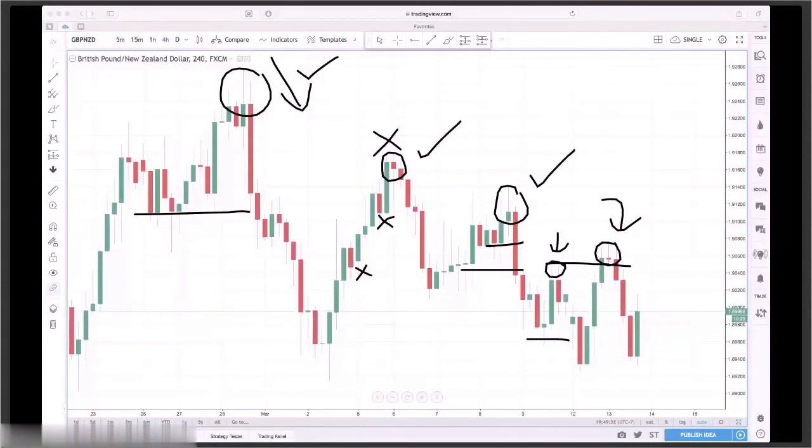The higher time frame big boy is looking at this purely as a sell, while the smaller time frame guy is saying, oh my God, it's a buy. Can't you see it's a buy? Everyone can see it's a buy. Does that make sense?